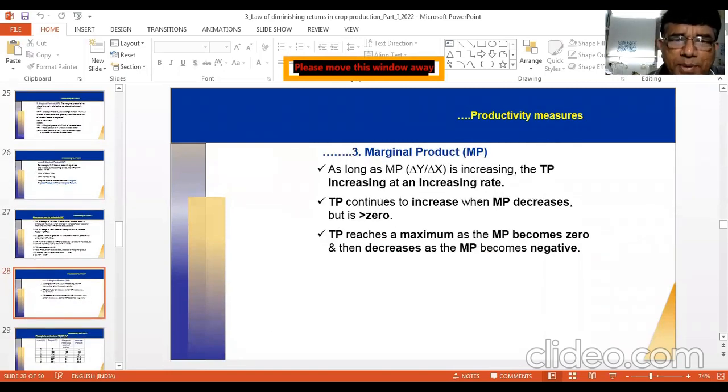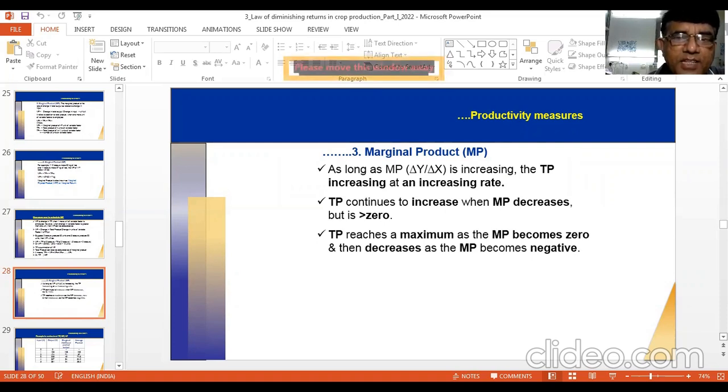As long as MP, which is delta y upon delta x, is increasing, TP is increasing at an increasing rate. Please underline this point. And this happens in stage 1 of the law of diminishing returns. As long as MP is increasing, TP increases at an increasing rate.